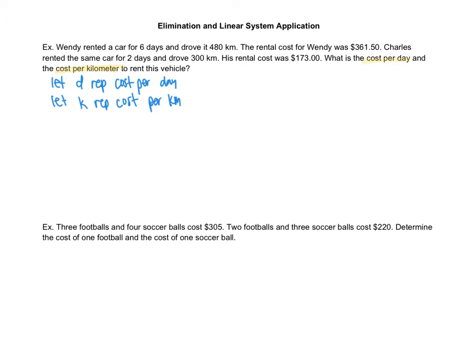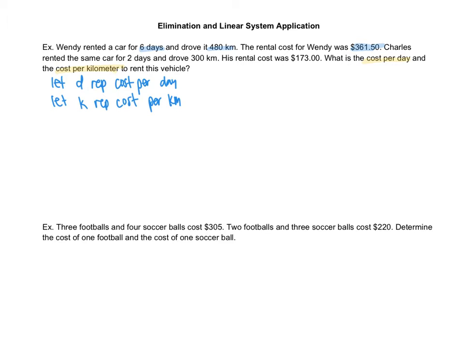So let's set up our two equations. We know we need two equations because we are talking about linear systems. So let's reread our scenario, and there should be two sentences here, one for each equation. Wendy rented a car for 6 days, drove it 480 kilometers, and here's the total cost.